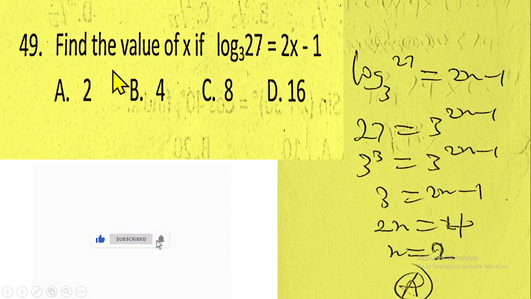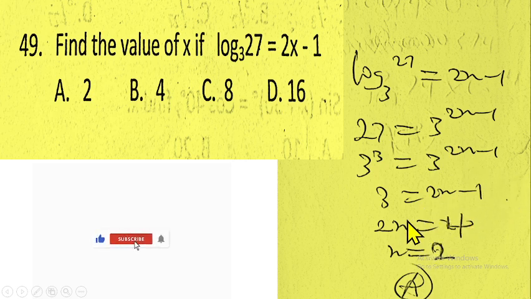Question number 49. Find the value of x if log 27 base 3 is equal to 2x minus 1. So it's very simple as well. According to the definition of logarithm, how often can you raise 3 with this to get 27? So that means you'll have 27 is equal to 3 raised to the power 2x minus 1. From there we can change this 27 to index form, that will give us 3 raised to the power 3 equals 3 raised to the power 2x minus 1. From there you can cancel the base 3, you have 3 is equal to 2x minus 1.